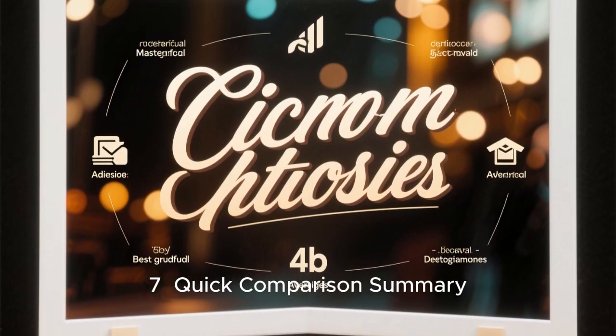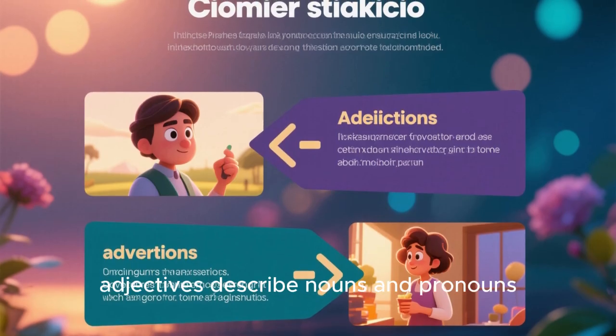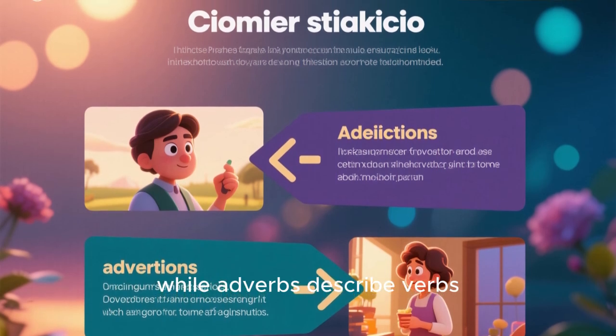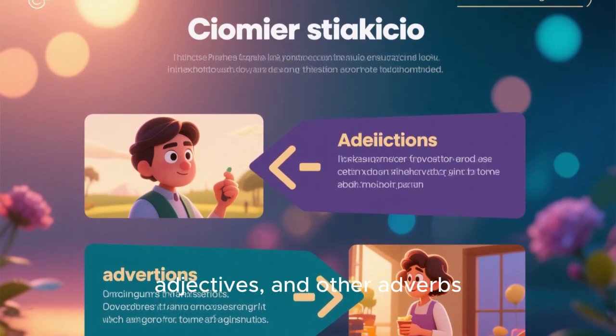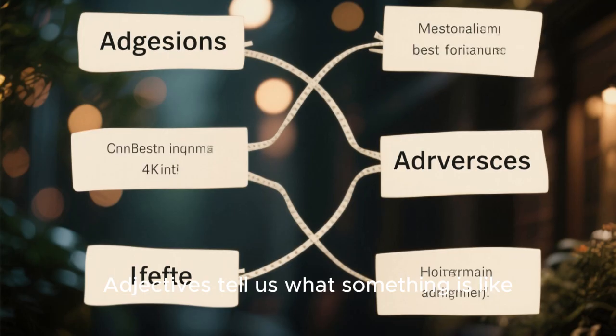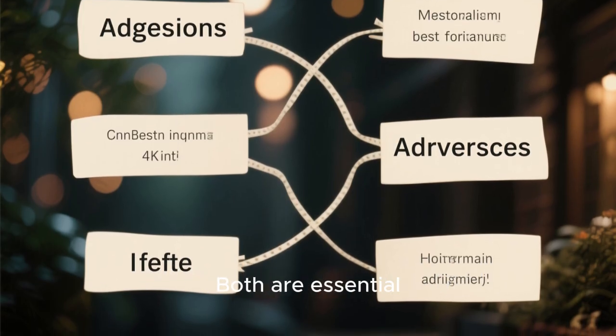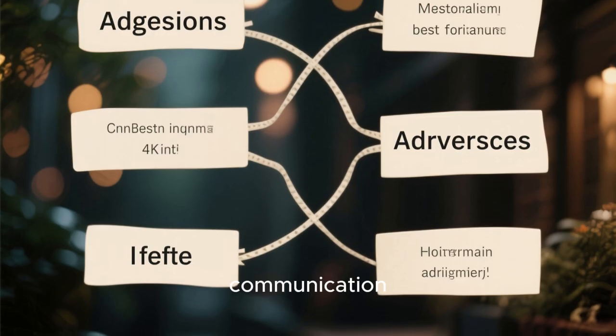7. Quick comparison summary. To summarize: adjectives describe nouns and pronouns, while adverbs describe verbs, adjectives, and other adverbs. Adjectives tell us what something is like, and adverbs tell us how something happens. Both are essential for clear and expressive communication.